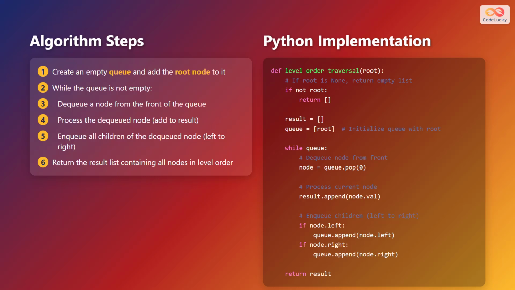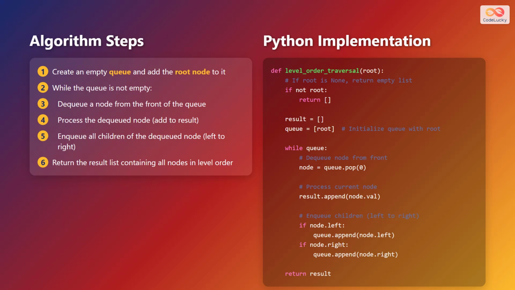Here are the algorithm steps for Level Order Traversal. First, create an empty queue and add the root node to it. Then, while the queue is not empty, dequeue a node from the front of the queue, process the dequeued node, that is, add it to the result, and enqueue all the children of the dequeued node from left to right. Finally, return the result list containing all the nodes in level order.